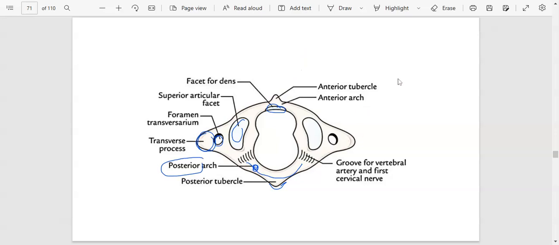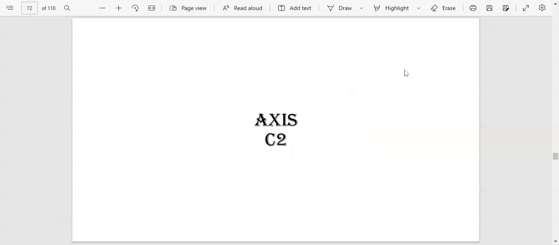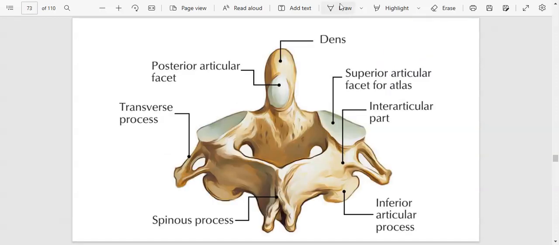So these are the parts of the atlas. And then let's look at the axis, which is C2. Now the axis is a bit different. So it has also got this part here. This is what is going to fit into the first bone, this is what fits into the atlas. Okay. So the posterior articular facet, you have got this portion. This one articulates. It's a facet because it gets to join. It connects with other bones, and that obviously is with the atlas.